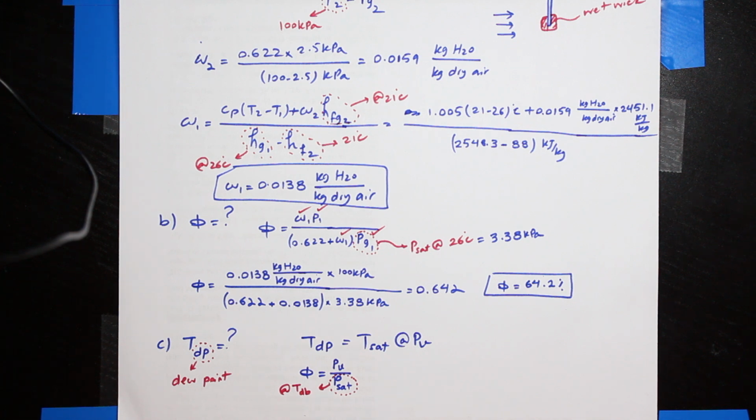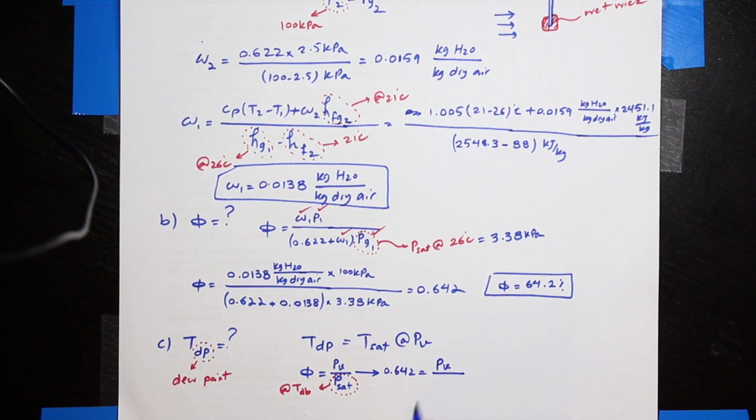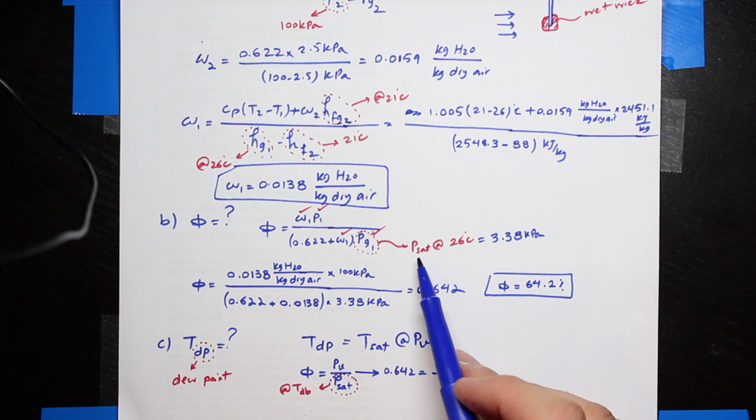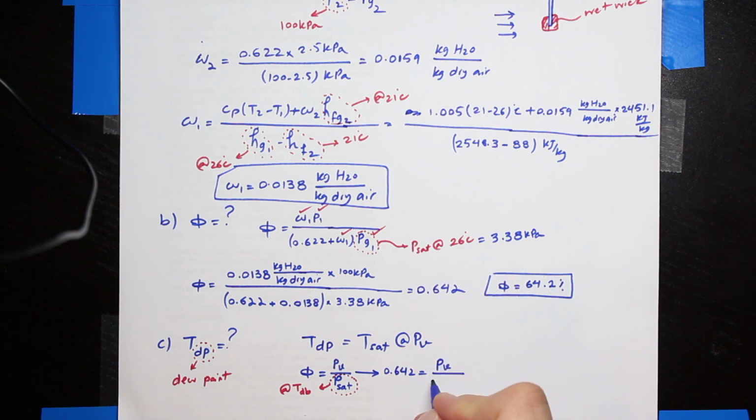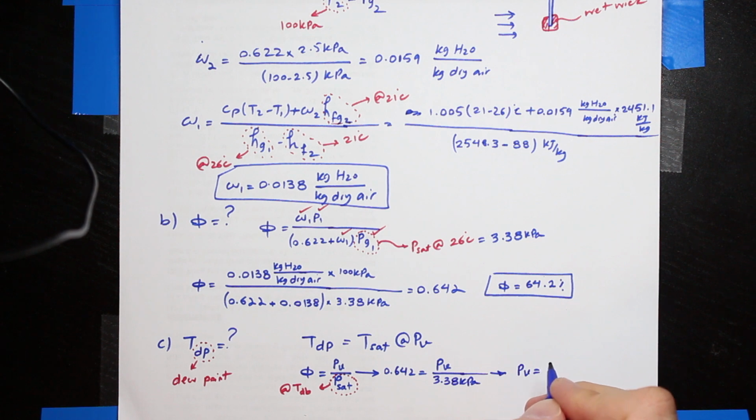C. All right. So that means the relative humidity that we just found, which is 0.642, is equal to the vapor pressure over the saturation pressure at the dry bulb temperature. The dry bulb temperature, once again, is 26 degrees C. And the saturation pressure, we found it here, is 3.38. So that means our vapor pressure is 2.16 kPa.